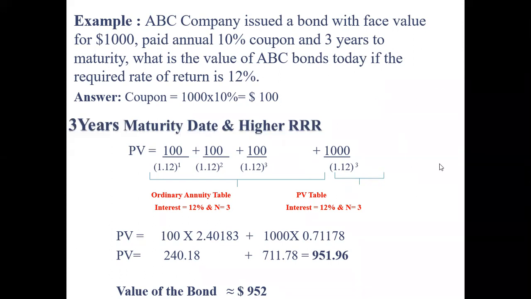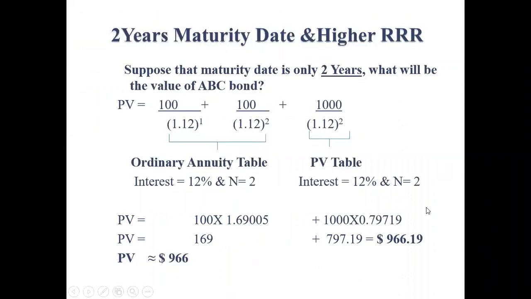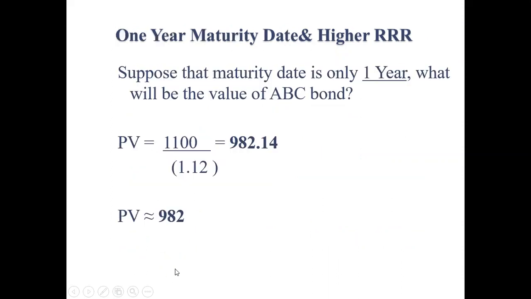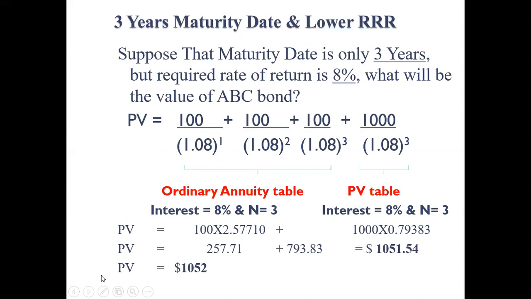So this is when we discounted for 3 years. But what happens if I discount for a different number of years, 2 years? Instead of 952, it would be 966. It is discounted, but the value increases. If I discount with 1 year, it will also be a discount, because the coupon rate is 10% while the market rate is 12%. Perfect. But what happens if the interest rate becomes 8%?